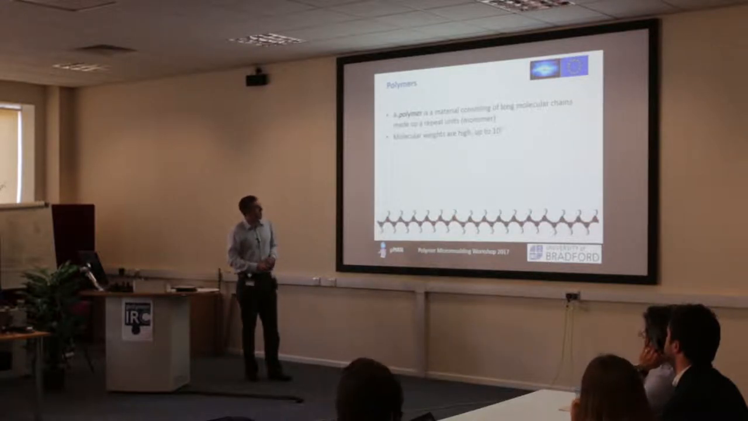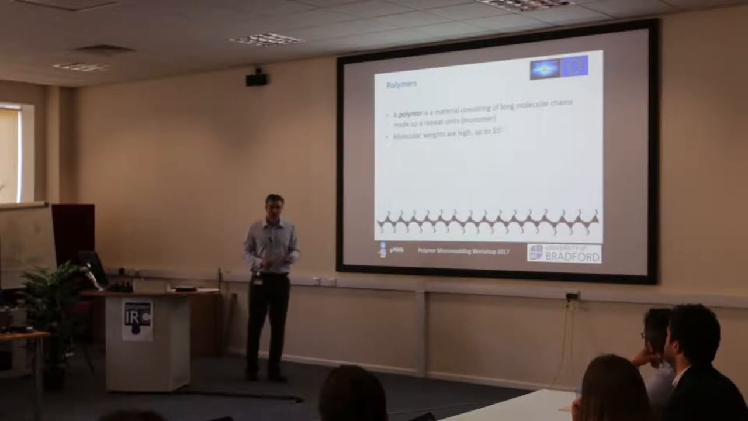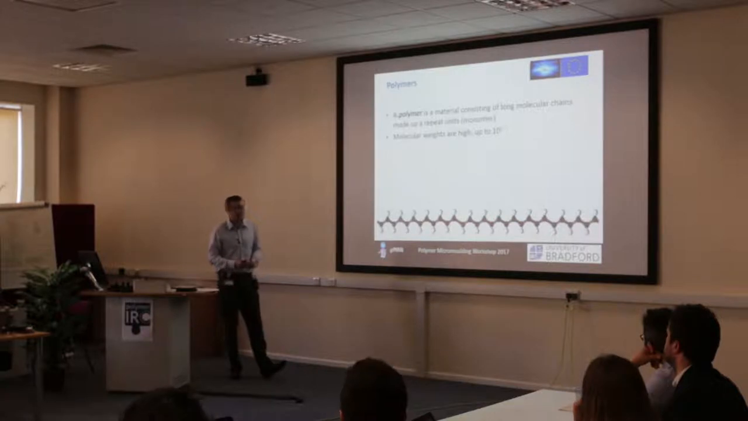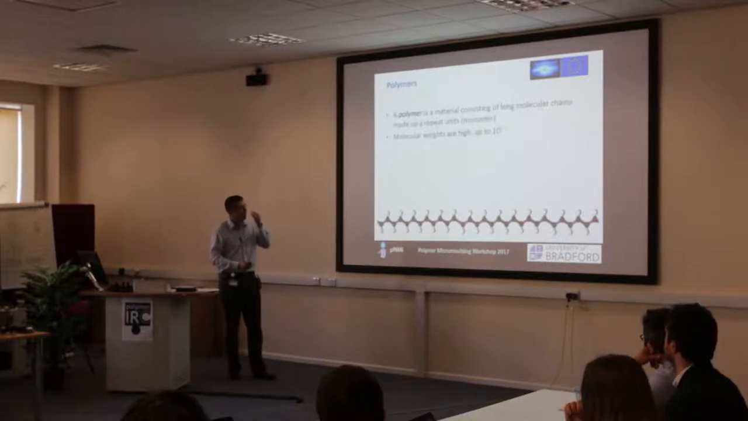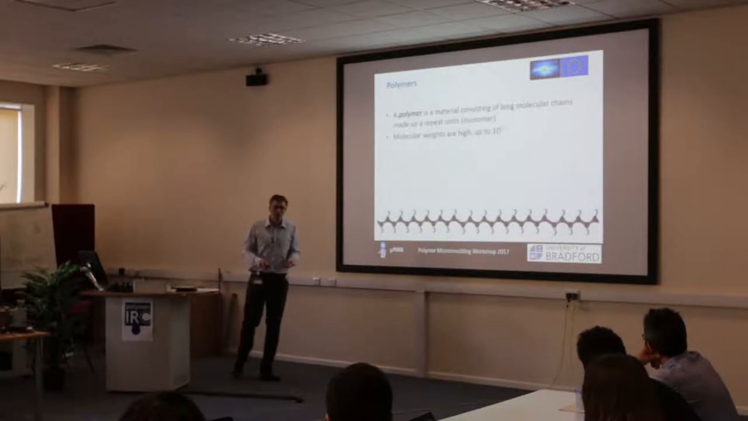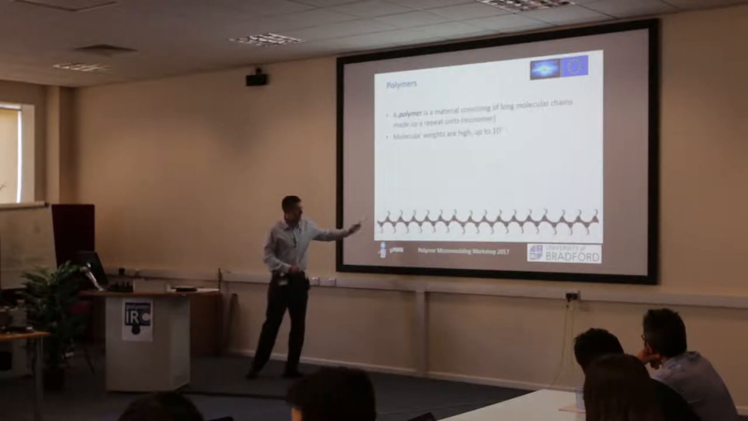So polymers, as I'm sure most of you know, are long molecular chains. They're materials consisting of a high number of long molecular chains made up from small units called monomers. So synthesized typically from oil, but not necessarily, with molecular weights very high, up to a million and above, up to maybe 10 to the 7 molecular weight. So polymers are these long chain molecules.